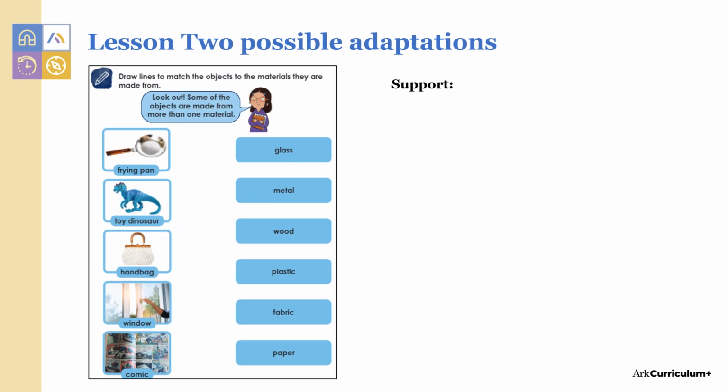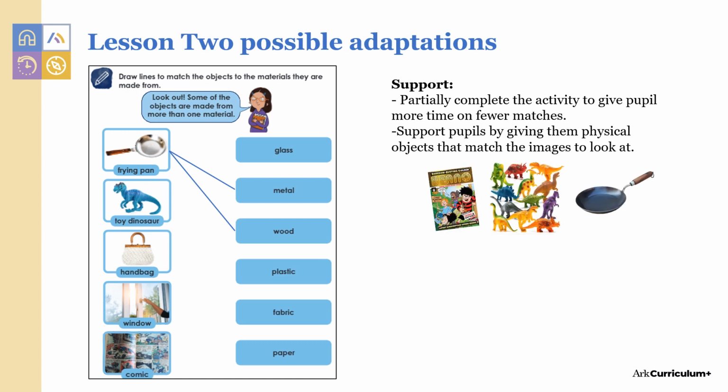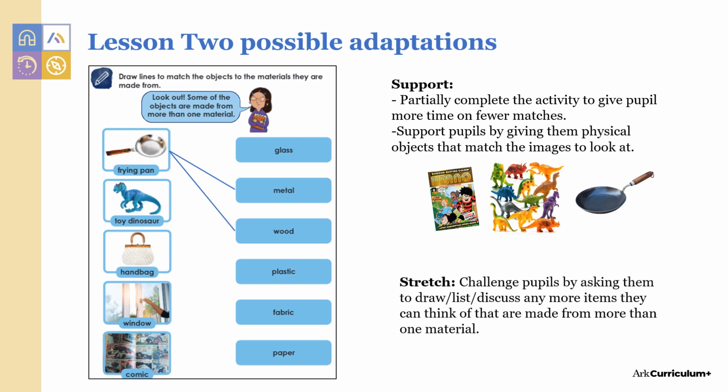In Lesson 2, pupils need to draw lines to match the objects to the materials they are made from. To support pupils, you could again partially complete the activity to give pupils more time on fewer matches. Or you could support them by giving them physical options that match the images to look at. To stretch pupils, you could challenge them by asking them to draw or list or discuss any more items they can think of that are made from more than one material.